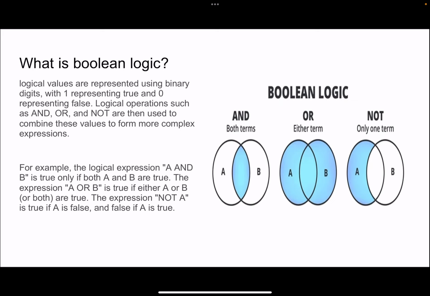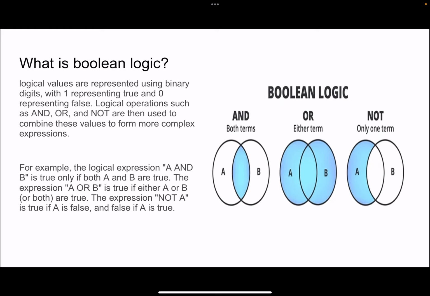What is Boolean logic? Logic values are represented using binary digits, with 1 representing true and 0 representing false. Logical operations such as AND, OR, and NOT are then used to combine these values to form more complex expressions. For example, the logical expression A AND B is true only if both A and B are true. The expression A OR B is true if either A or B or both are true. The expression NOT A is true if A is false, and false if A is true.